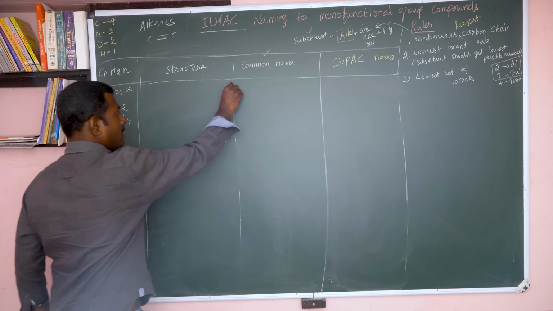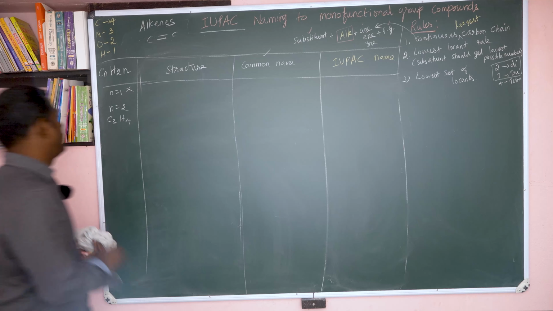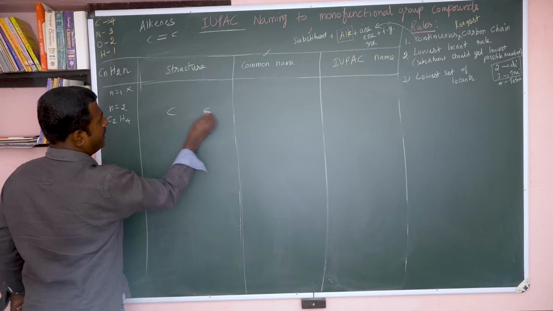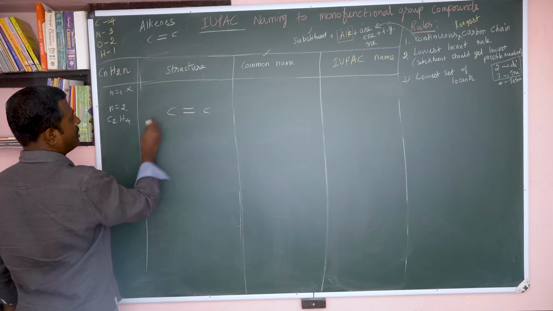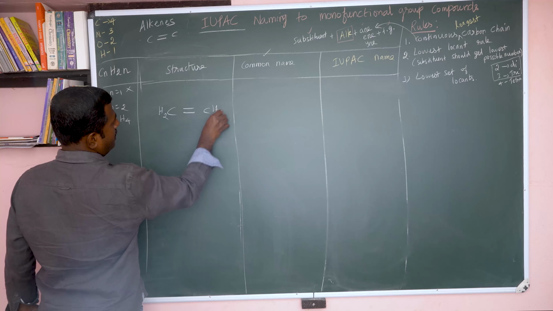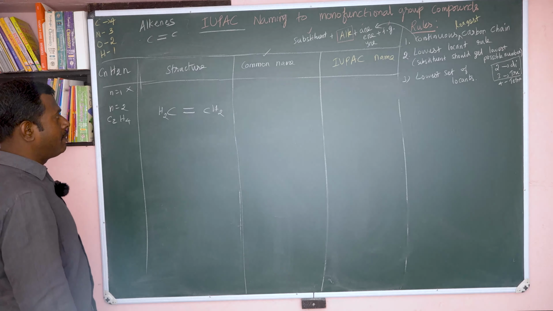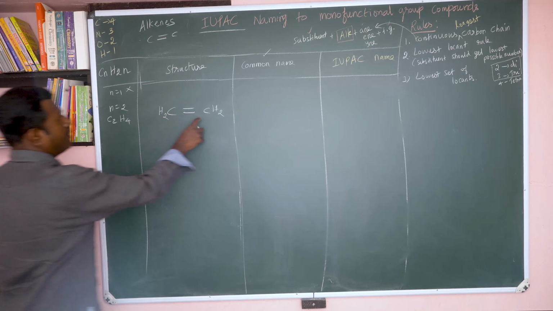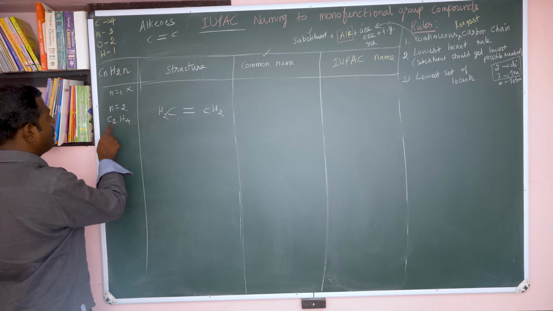Then how will the structure of C2H4 be? Already we have seen this compound. There must be a double bond between 2 carbon atoms. So for the sake of the valency of carbon, we are introducing 2 hydrogens here and 2 here. So CH2 double bond CH2. So this is the structure of CH2 double bond CH2, from C2H4.